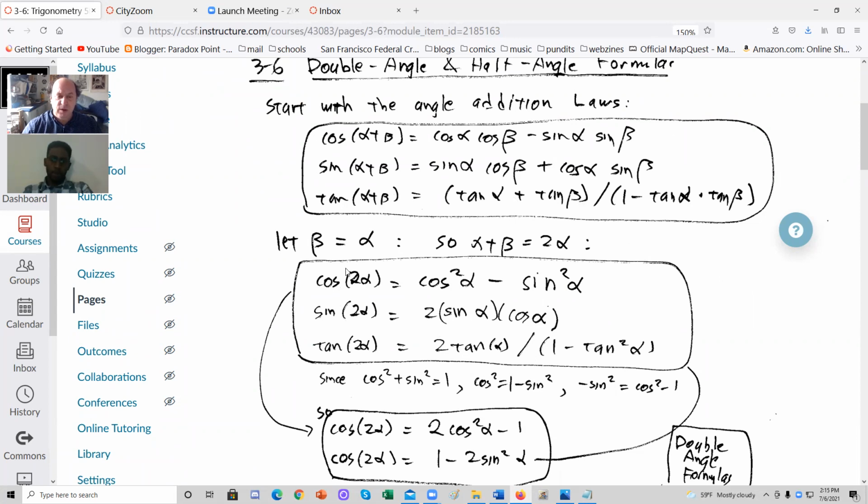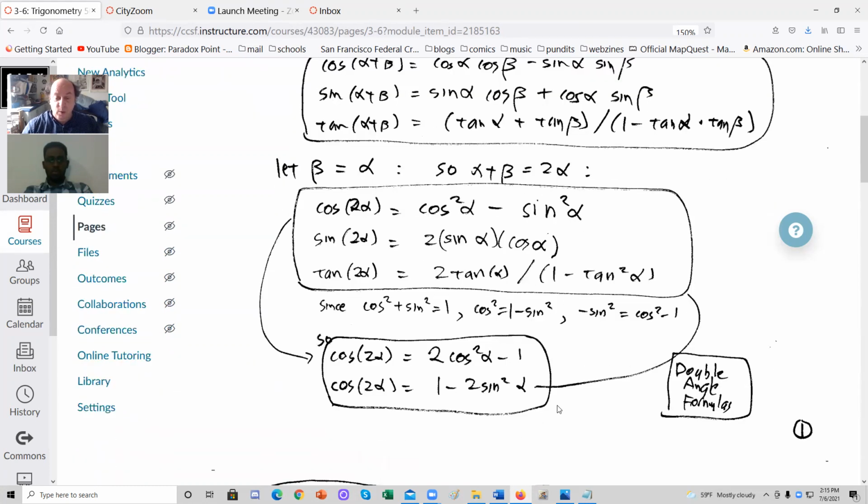Now, we usually don't use this version of the double angle formula for cosine. Since cosine squared is 1 minus sine squared, we can rewrite this as 1 minus twice sine squared alpha. And since minus sine squared equals cos squared minus 1, we can also rewrite this as 2 cos squared alpha minus 1. These are the double angle formulas that we usually use, simply because each uses only one of cosine and sine. So, okay, these are the double angle formulas.